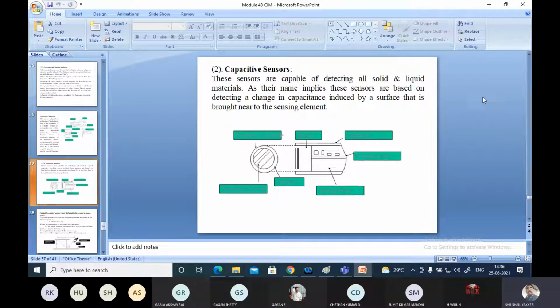Okay, the next one, the capacitive sensor, is also a range sensor. I had given a previous class example of the capacitive sensor, which is that? What is that I had given? And this can be used for gases, liquids and solids also. This particular capacitive sensor can be used for a variety of materials. I had given you one suitable example.